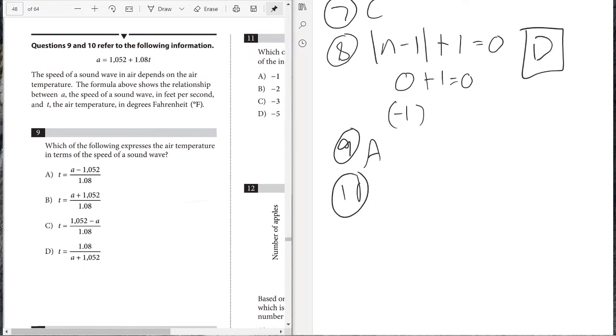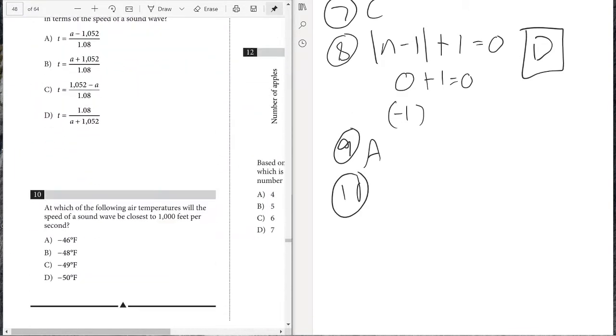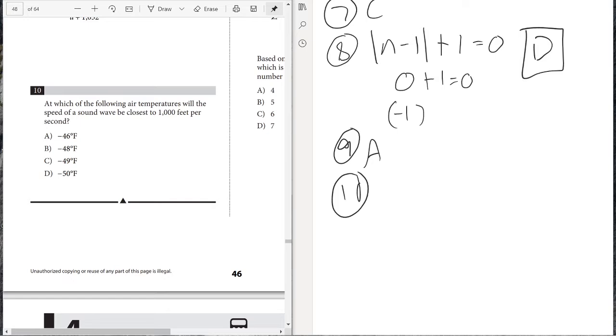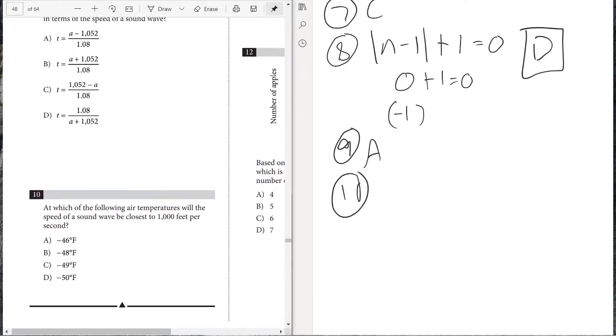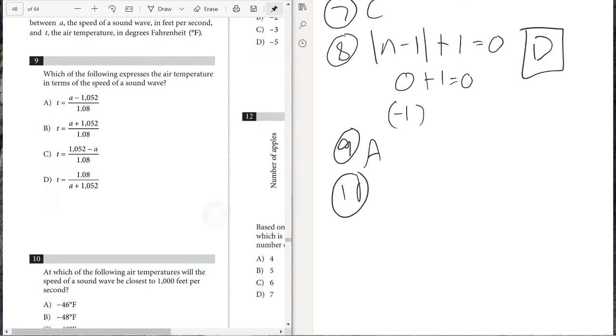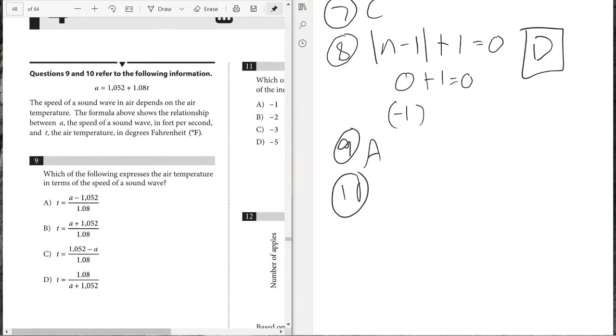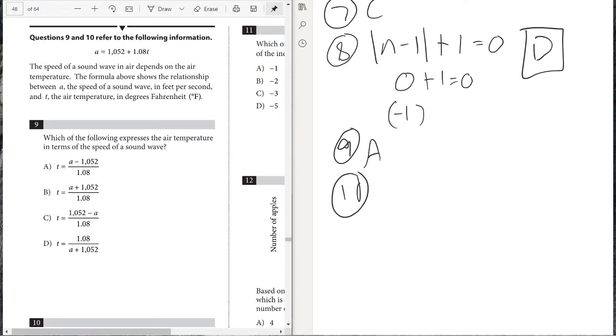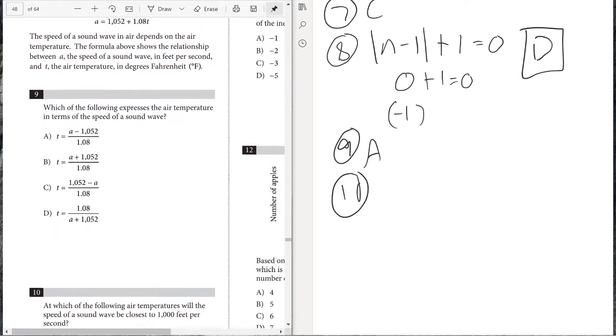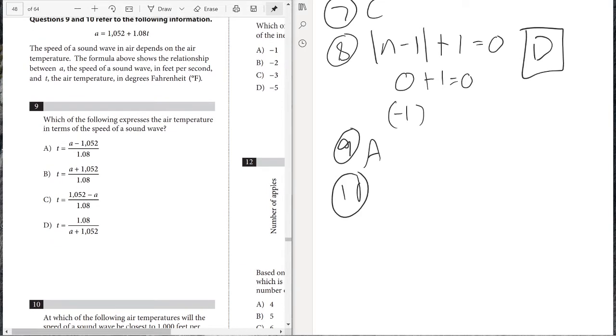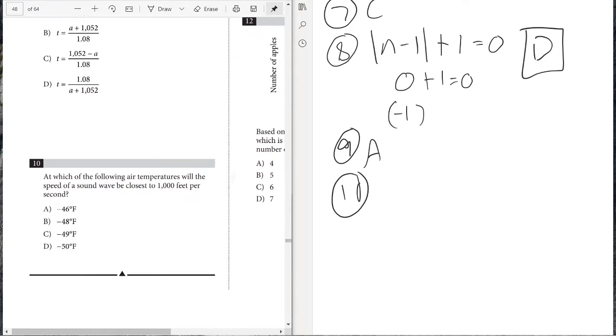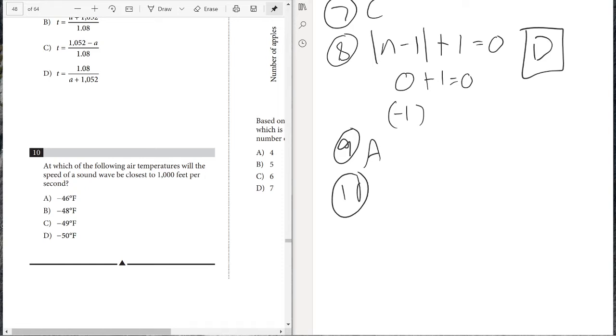All right. And then where's 10? Is it 9 and 10? Okay. At which of the following air temperatures will the speed of a sound wave be closest to 1,000 feet per second? 1,000 feet per second. Is it in feet per second already? It is. Okay, so no tricks. So 1,000, you would subtract 1,052, so it'd be negative 52, and then you would divide by 1.08. So negative 52 divided by 1.08, and I get negative 48 point blah blah blah, so B.